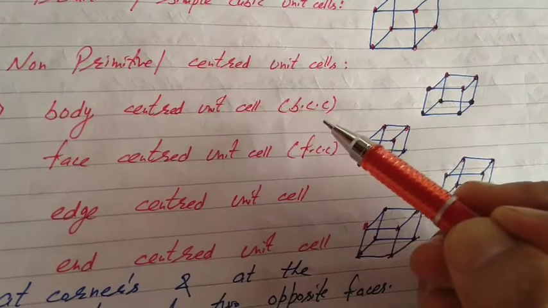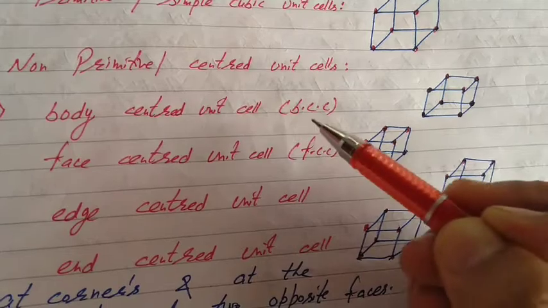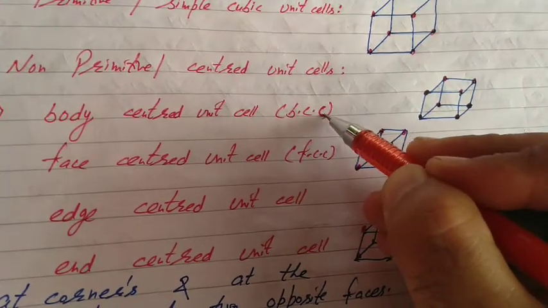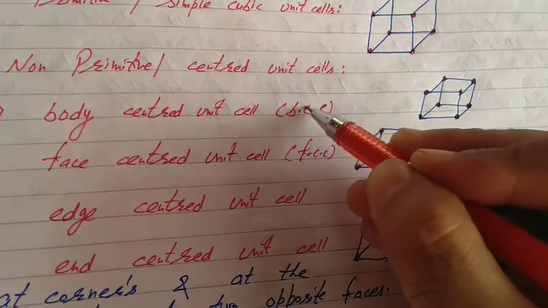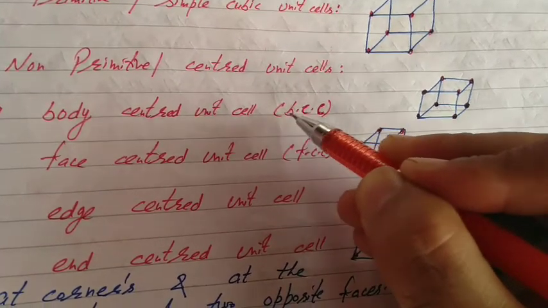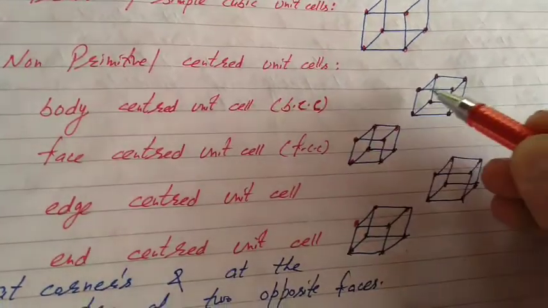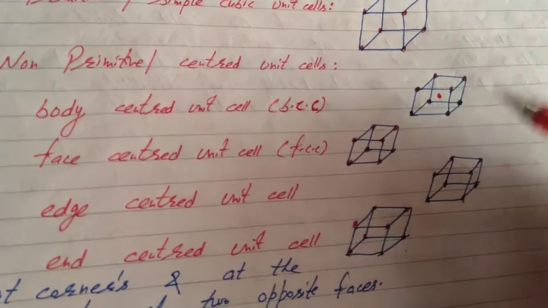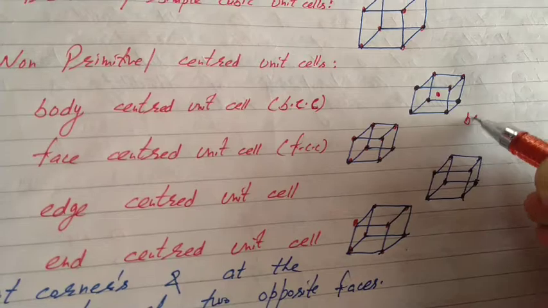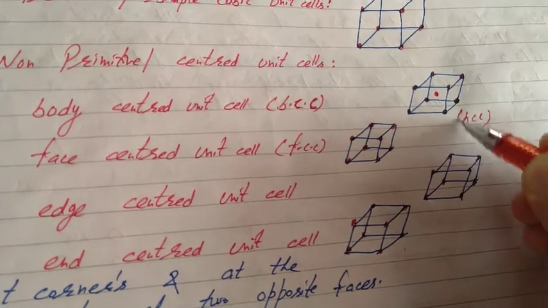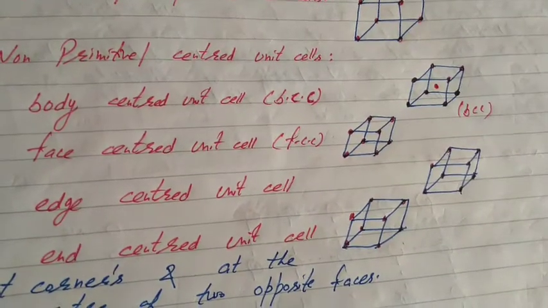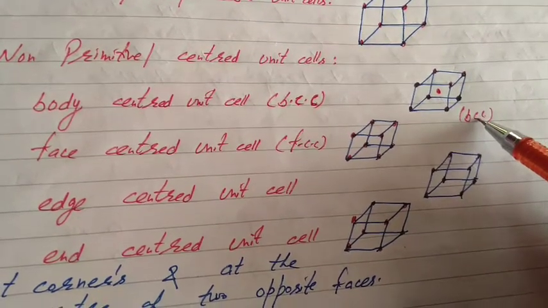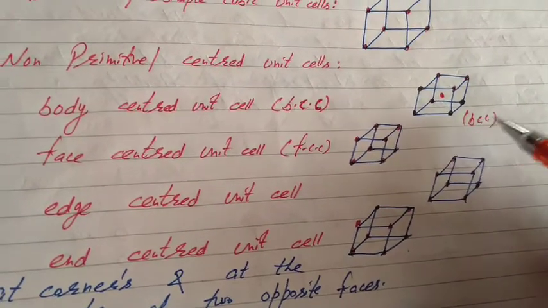I already told you, first priority is only at the corner. Body centered cubic: constituent particles at corner plus 1 at body center. Now we call it BCC. The definition is within the term body centered cubic, that is, constituent particles at corner plus 1 at body center.